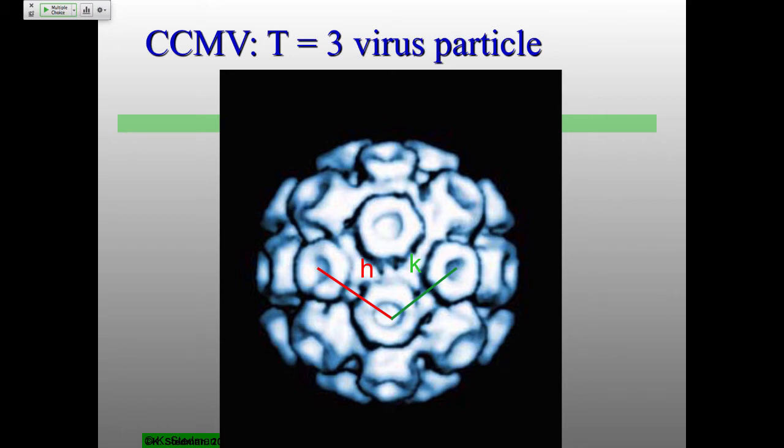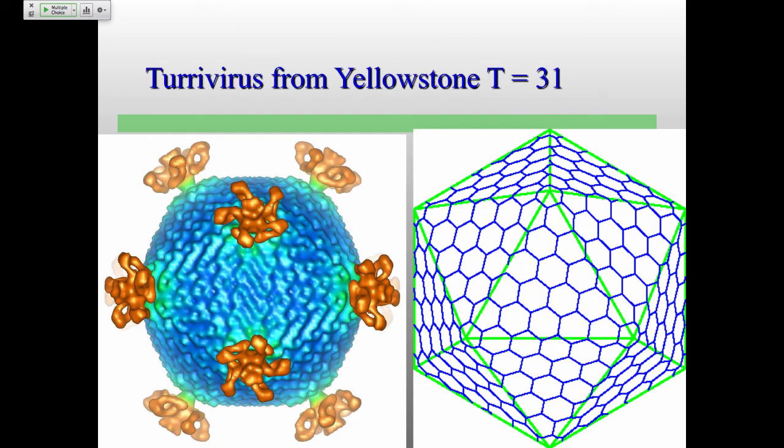Okay, what about this one? So this guy, and we'll talk about the capsid proteins that go together to do this toward the end of the lecture today. This is a virus that I found the virion for, a sample from Yellowstone National Park, right back to one of the first ones we look at. Very first known icosahedral, least symmetric virus that had a T equals 31 structure. How the heck do you get to 31?